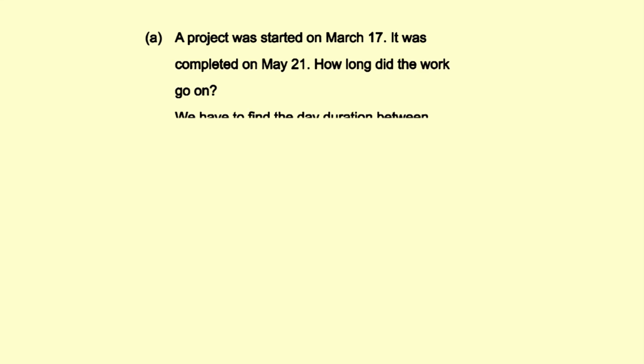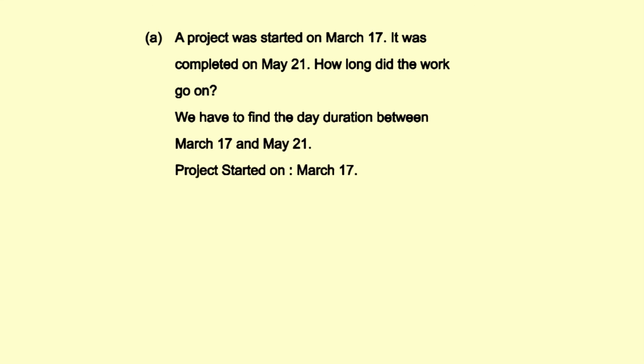A project was started on March 17. It was completed on May 21st. How long did the work go on? We have to find the day duration between March 17 and May 21st. Project started on March 17.